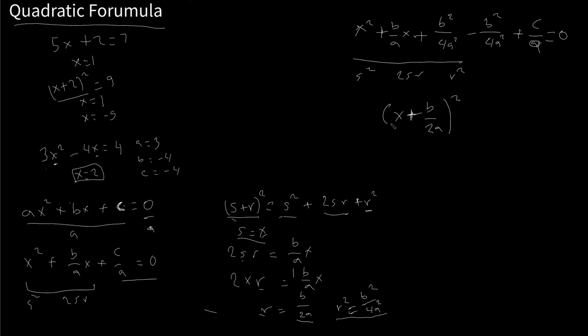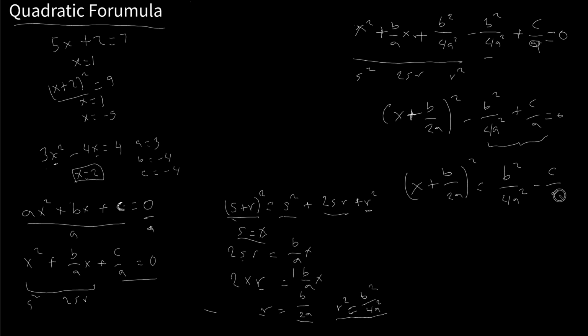And so now that we have (x plus b over 2a) squared, that's this term, minus this one over here, that's b squared over 4a squared, plus c over a is equal to 0. Now we just move these two terms to the other side. So we'll have (x plus b over 2a) squared is equal to b squared over 4a squared minus c over a, right?